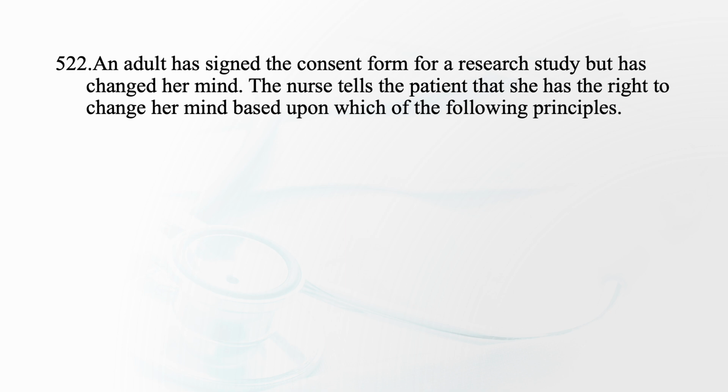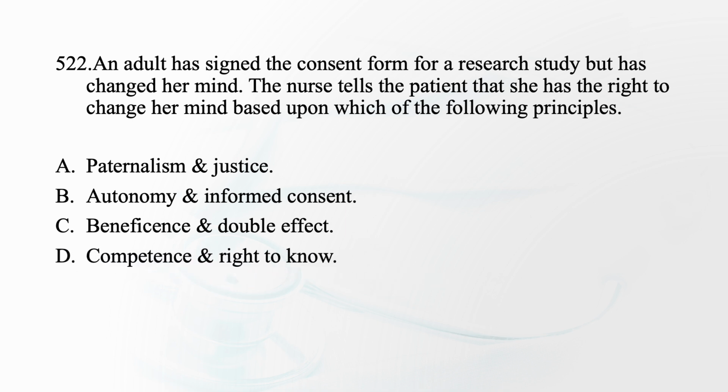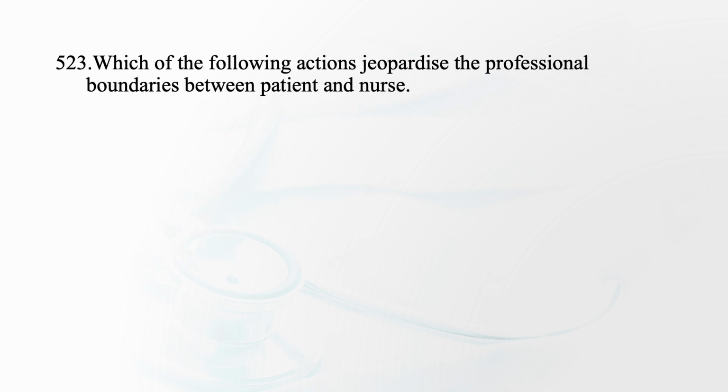Question number 522. An adult has signed the consent form for a research study but has changed her mind. The nurse tells the patient that she has the right to change her mind based upon which of the following principles? Option A, paternalism and justice. Option B, autonomy and informed consent. Option C, beneficence and double effect. Option D, competence and right to know. The correct answer is option B. Autonomy and informed consent.